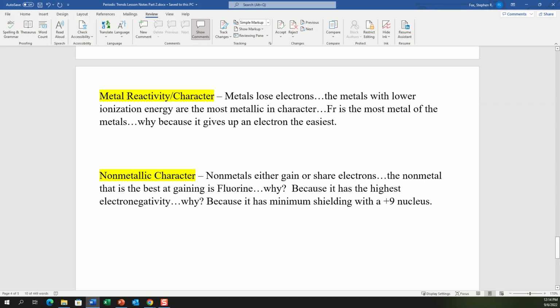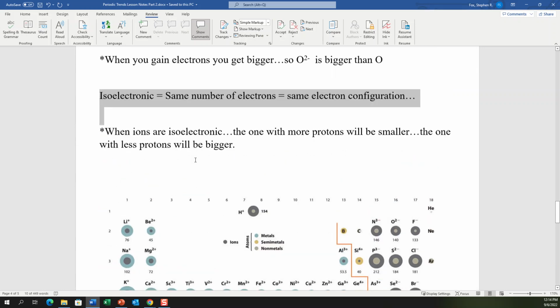Okay? So metals form bonds by losing electrons. So the ones that lose the electrons the easiest, so lowest ionization energy, are the most metallic. And non-metals form bonds by gaining electrons or sharing them. And so the ones that are best at that are the ones with the greatest electronegativity. All right.